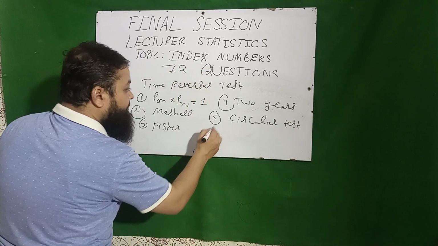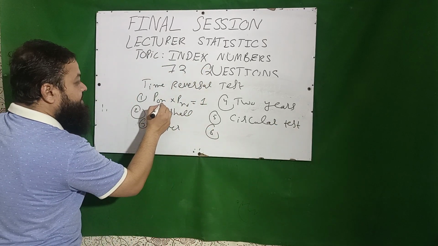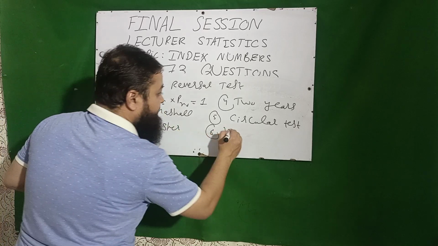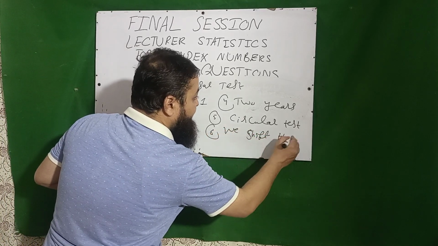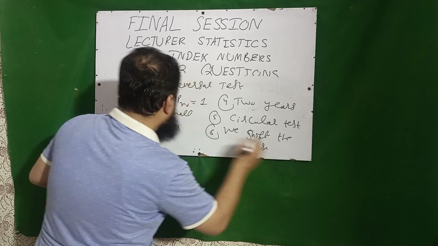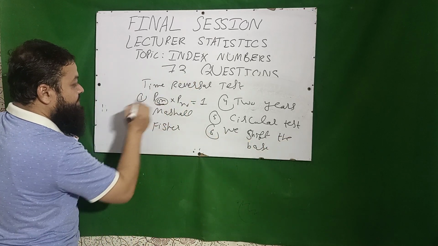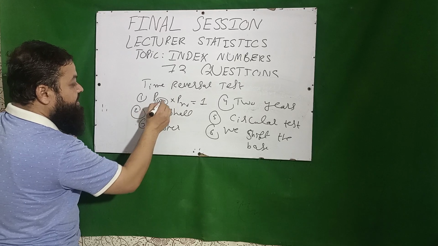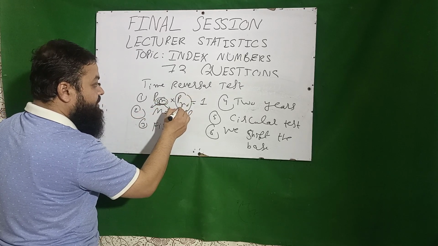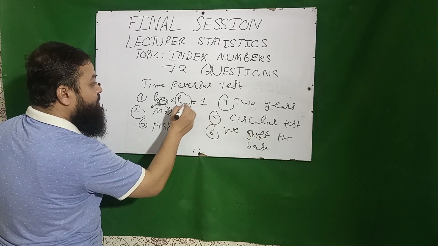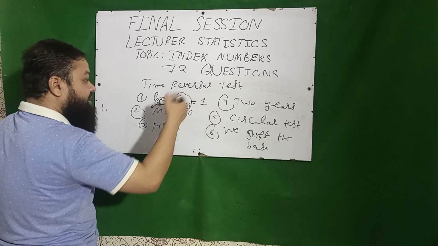And in time reversal test, we change the time actually. We shift the base. For example, in P naught n, naught is the base period, n is the current year. In P n naught, n is the base year now, we have shifted the base, and naught is the current year now.